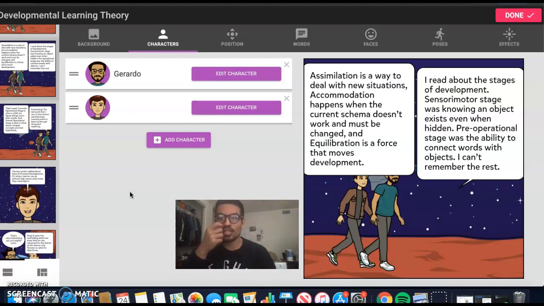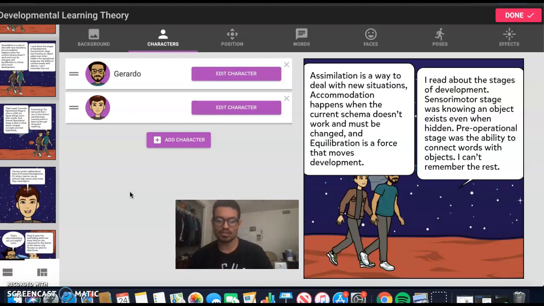And then it goes into the stages of development in a child. It first goes into the sensorimotor stage, which is knowing an object exists even when hidden. They've seen something before and they know it exists even though they haven't seen it again. This may be a very young age, up to 2 years old.